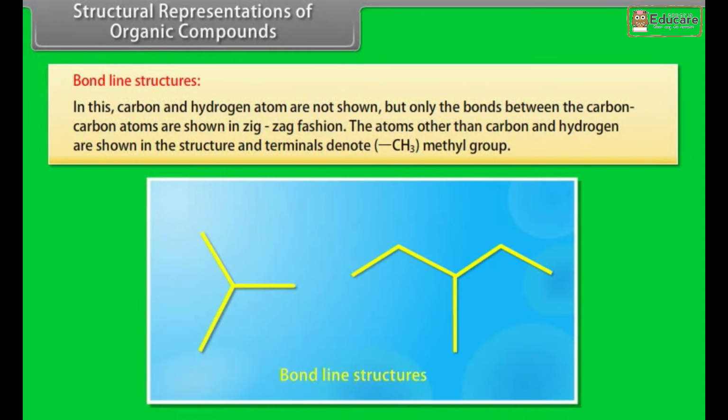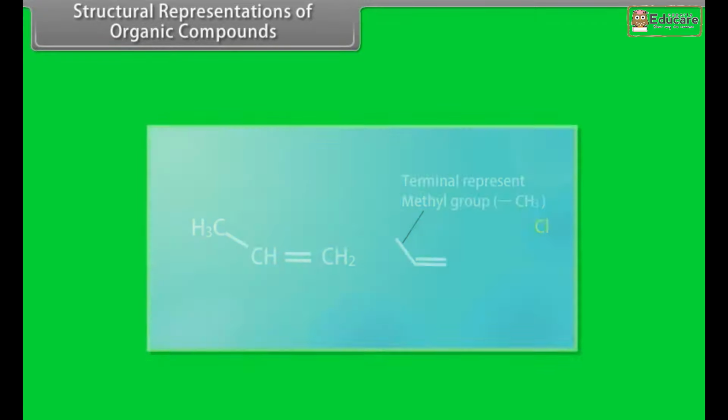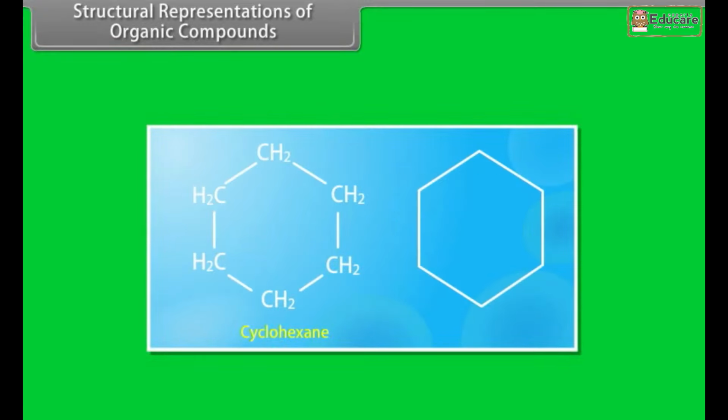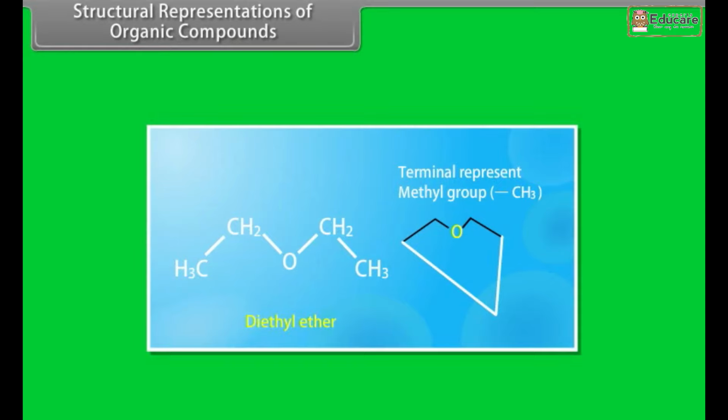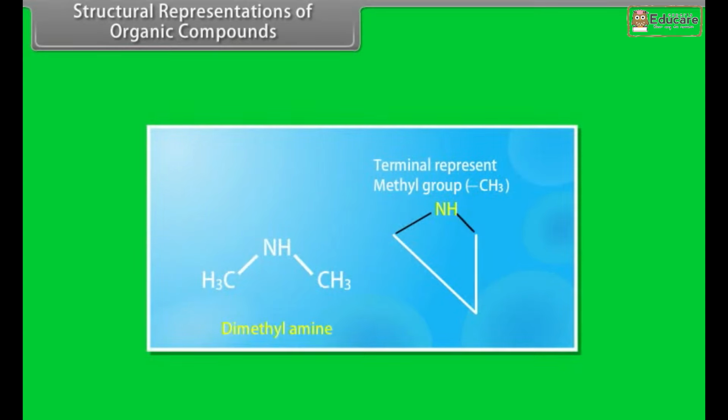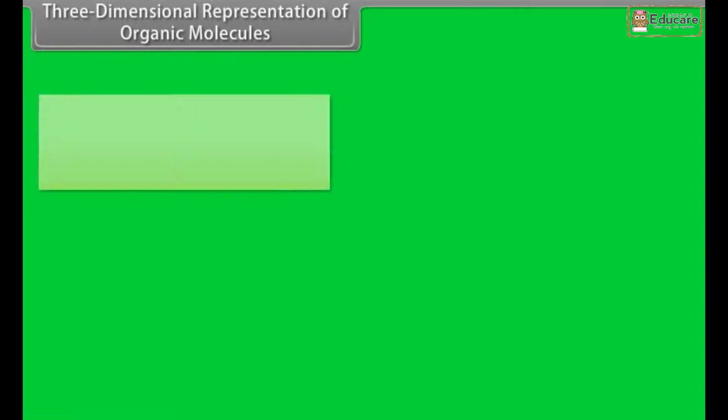In this, carbon and hydrogen atoms are not shown, but only the bonds between the carbon-carbon atoms are shown in zigzag fashion. The atoms other than carbon and hydrogen are shown in the structure and the terminals denote methyl group. For example, butyl chloride, propene, cyclohexane, diethyl ether, dimethylamine. Three-dimensional representation of organic molecules.